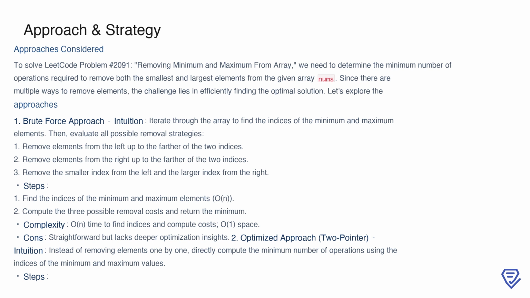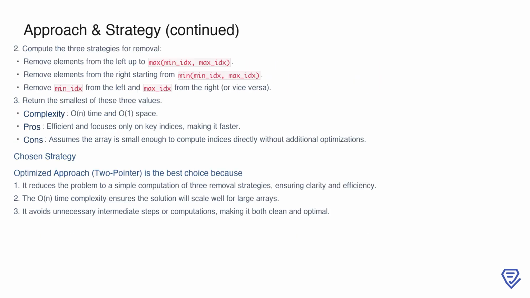While this approach is simple to understand and implement, it doesn't leverage deeper optimizations, which can make it less appealing for very large arrays. A more efficient solution comes from an optimized 2-pointer approach. Instead of manually removing elements one by one, we compute the minimum number of operations directly using the indices of the smallest and largest elements. Here's how it works. First, calculate the cost of removing all elements from the left up to the farther of the 2 indices. Second, compute the cost of removing all elements from the right starting from the closer of the 2 indices.